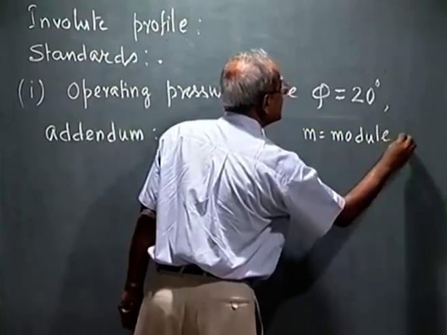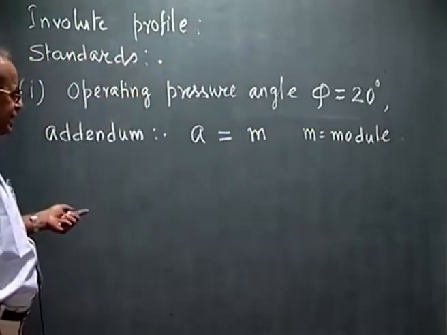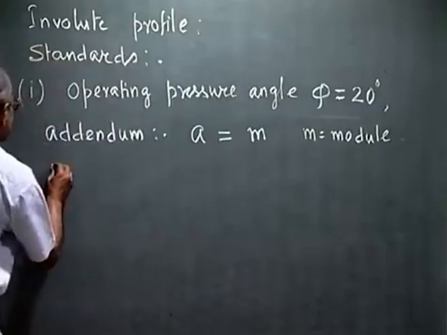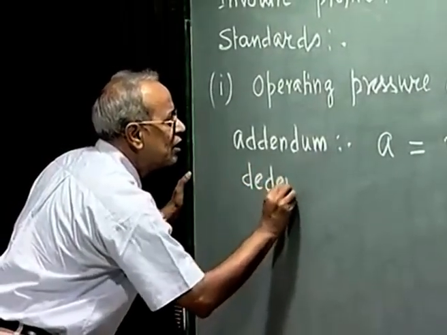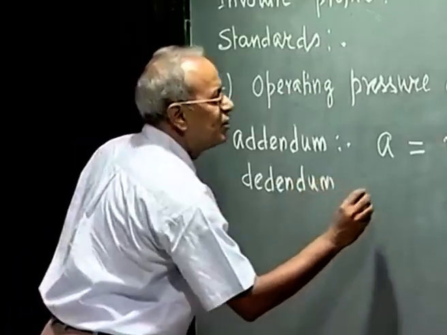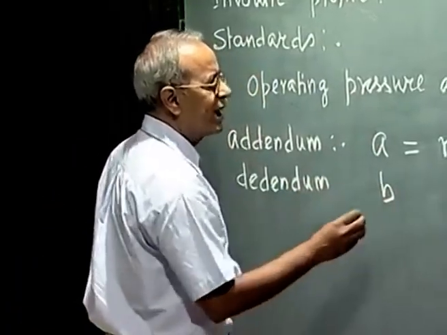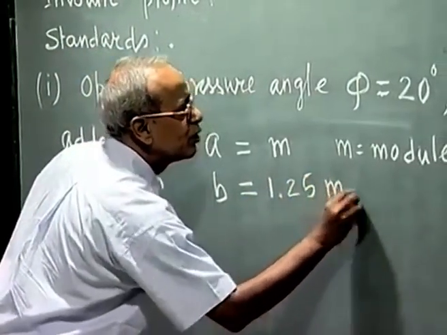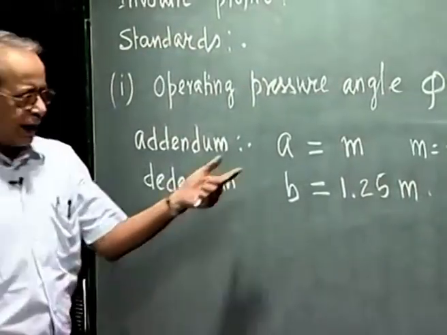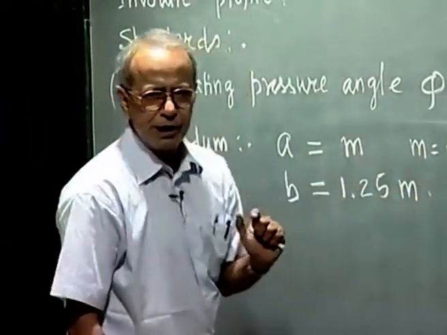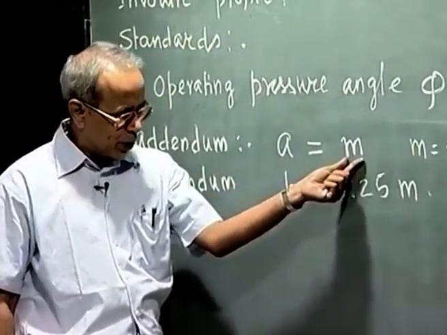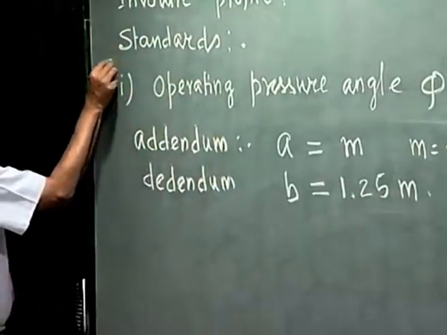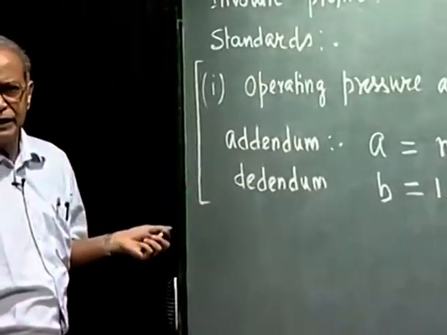The gear teeth are described in terms of the module of the gear teeth, and the standard value of the addendum is equal to the module. Similarly, the dedendum, which we denote by B and which is always more than A, has a most common value of 1.25 times the module. M is the module, which is expressed in millimeter for metric gears, and A is equal to the module M and B is equal to 1.25 M. These three standard values we may take unless otherwise specified.